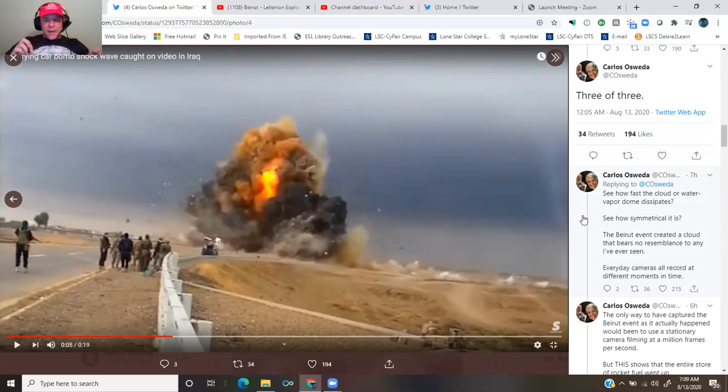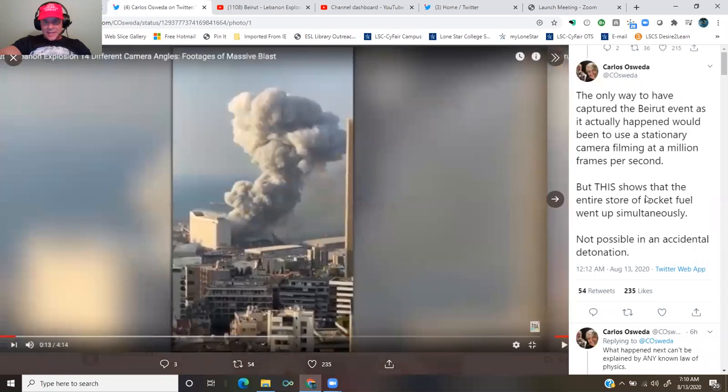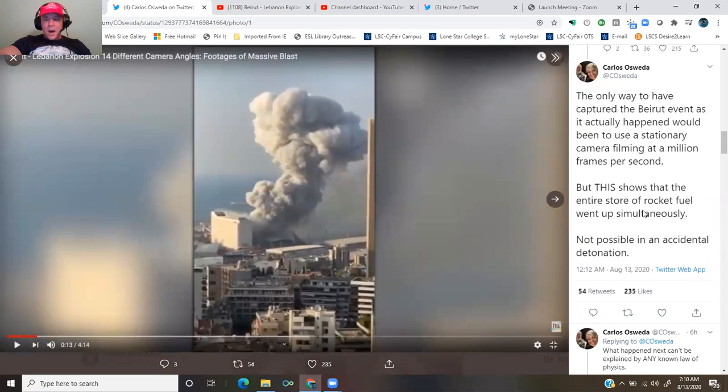The Beirut event created a cloud that bears no resemblance to any I've ever seen. Everyday cameras all record at different moments in time. The only way to have captured the Beirut event as it actually happened would have been to use a stationary camera filming at 1,000,000 frames per second. But this shows that the entire store of rocket fuel went up simultaneously. Not possible in an accidental detonation.